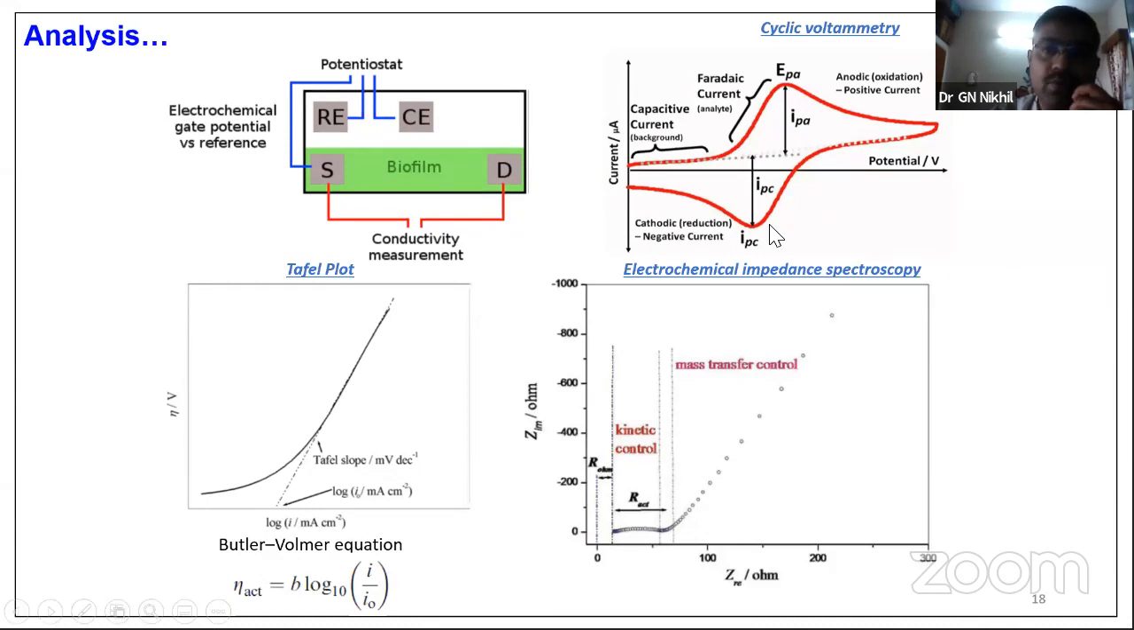So to perform CV, we need a potentiostat followed by a galvanostat. This is an instrument available from several companies like Gamry, Autolab, Biologic, and many others. So this potentiostat is used for CV measurement.